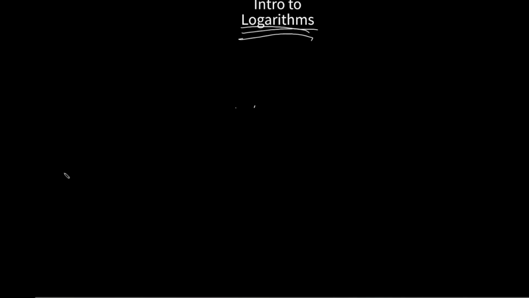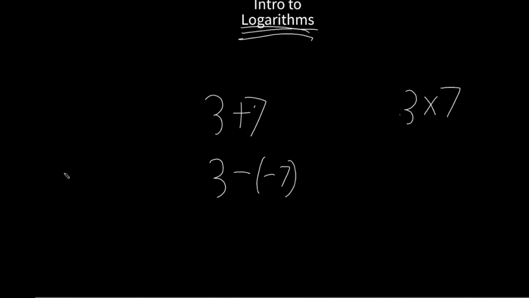Now, if we look at other inverse operations, like 3 plus 7, we can write this in terms of its inverse, subtraction. 3 plus 7 is 3 minus negative 7. So we just turned addition into its inverse, subtraction. And we can do the same thing for multiplication, like 3 times 7. That can be 3 divided by 1 over 7. We just turn multiplication into division.